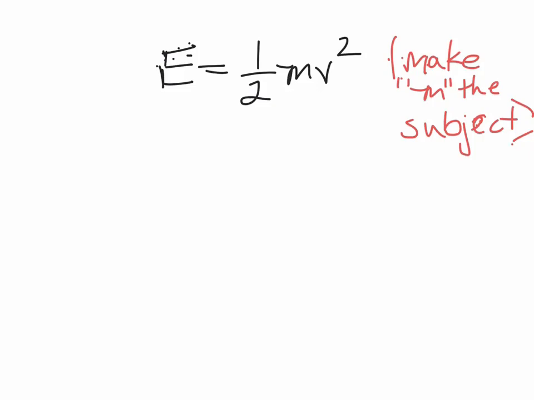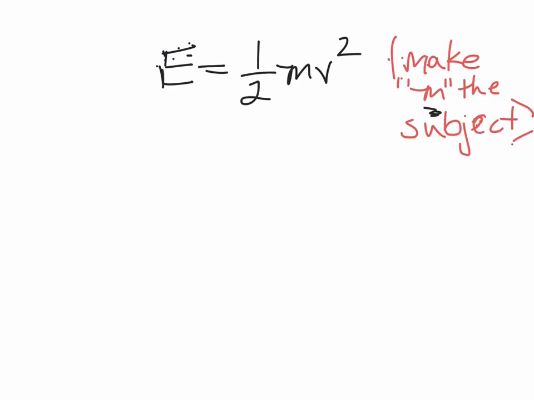Hey everyone. So what we're going to do in this example is practice moving our variables around, or moving our pronumerals around. I used a kinetic energy equation. E is the kinetic energy, M is the mass, and V is the velocity. This comes from science, so I'm pulling from my science background for this one. We are going to make M the subject, is what we've been asked to do.